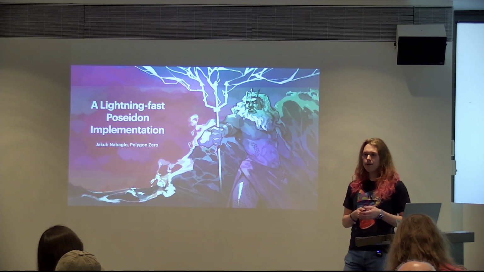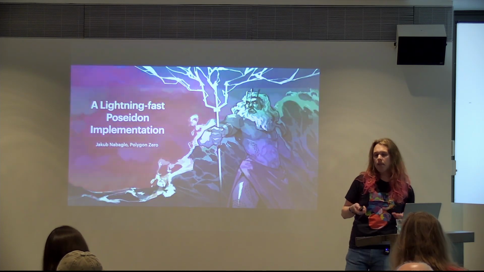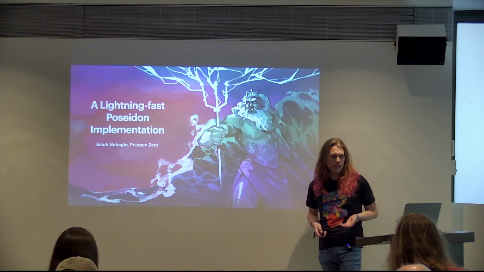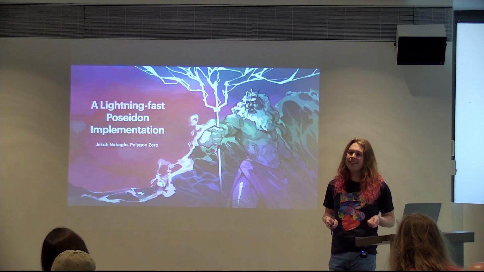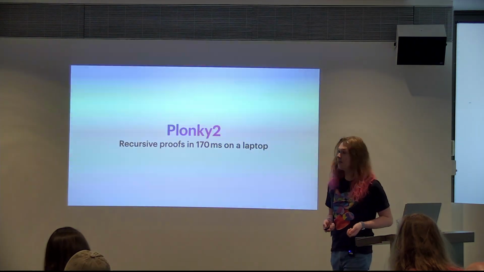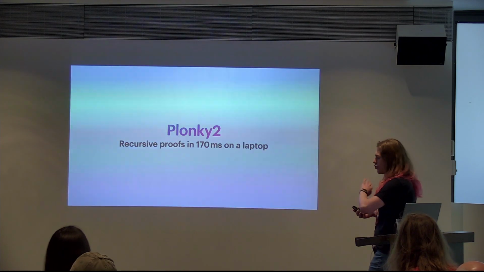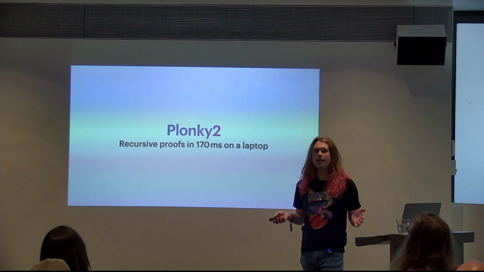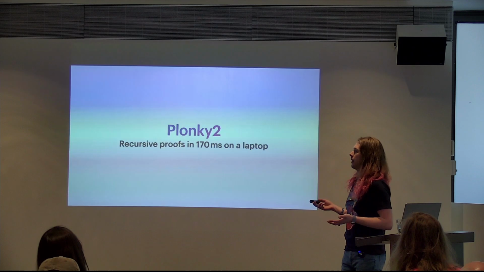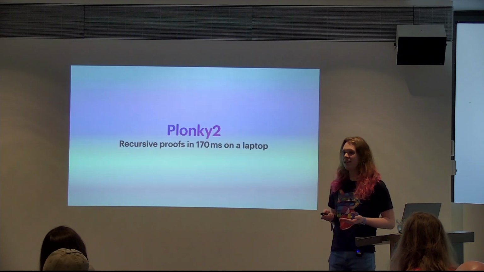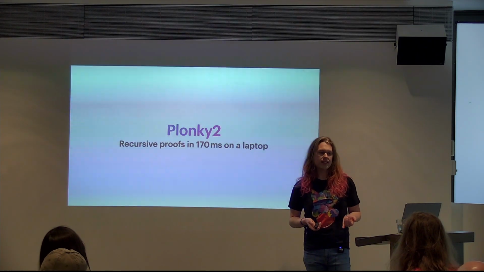I work at Polygon Zero. I'm an engineer, and my job is basically to make things fast. One of the things that we're really, really proud of at Polygon Zero is Plonky2, which is a stupid fast zero-knowledge proof library. We can do recursive proofs in less than 200 milliseconds, which is really, really fast.